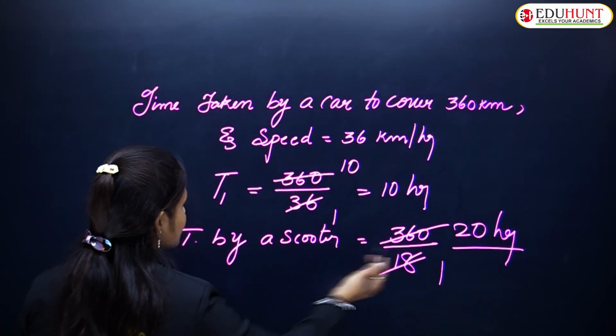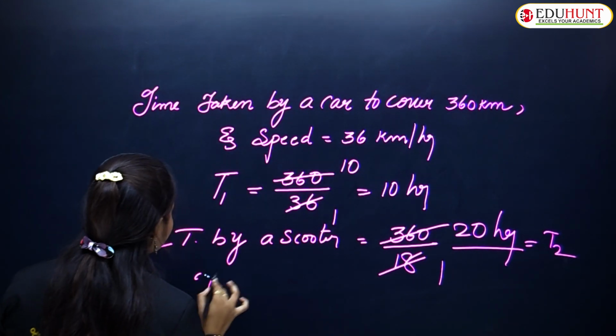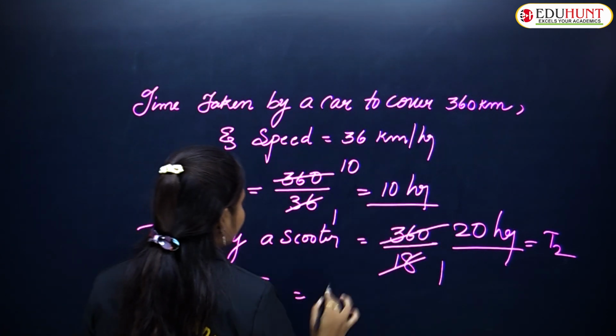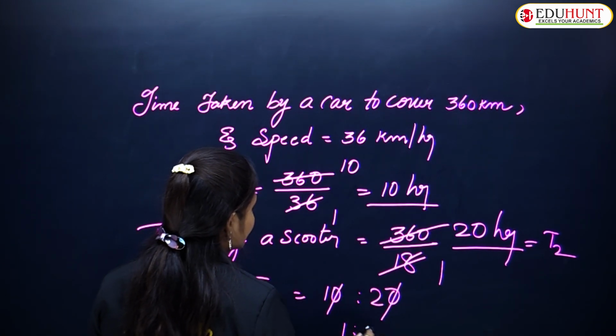Okay, so T2 is equal to this value. Now we need to find the ratio of T1 to T2, which is 10 hours to 20 hours. So the zeros get cancelled, and it is 1 to 2.